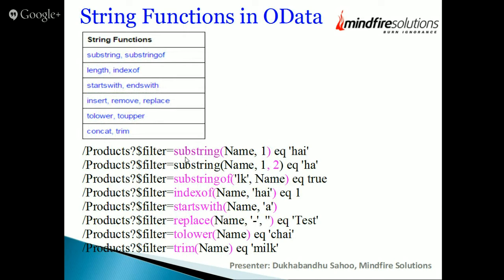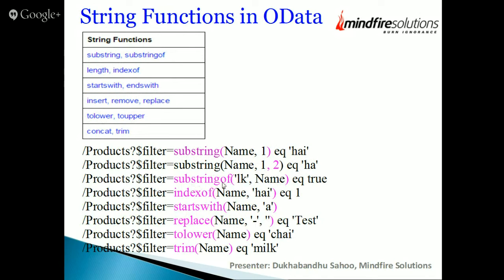Substring has two different syntaxes. It can take two parameters or three parameters. If it takes two parameters, what will happen? It starts with index 0. So for any product, for example in our case chai is the product, it will take the name and start from index 1. So it will return the result as hai. Similarly, if you are using the three-parameter substring method, then it will start from 1 and take the length as 2. So in our case, it will result in ha.